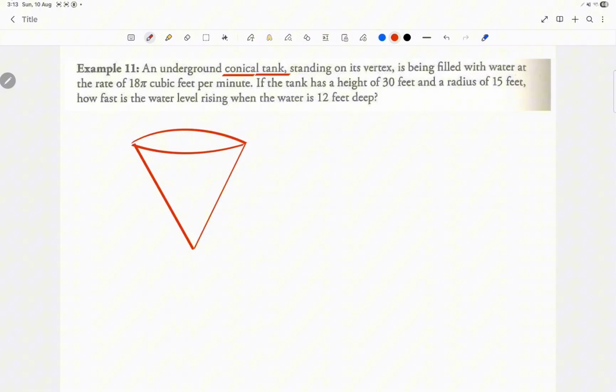So what kind of tank is that? Water tank. It's getting filled with water at the rate of 18 pi cubic feet per minute. That means dV over dt is 18 pi. Can someone smart tell us how I knew it was dV over dt they're referring to? Because cubic foot per minute.